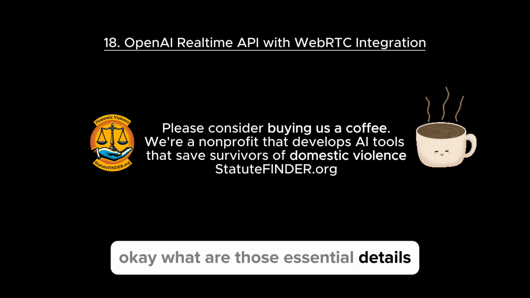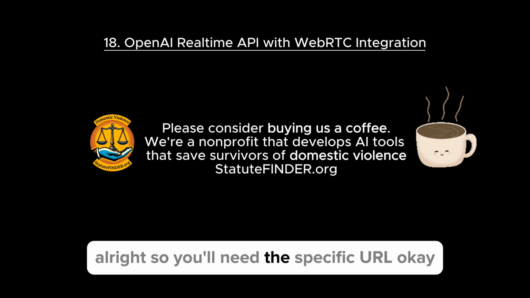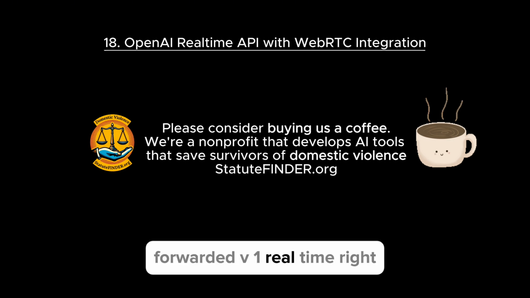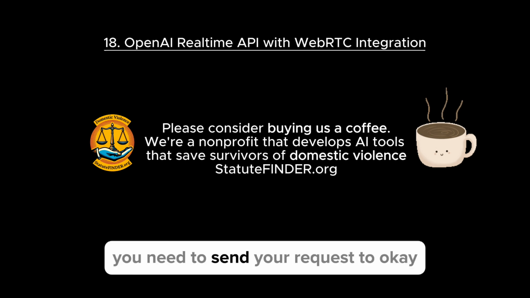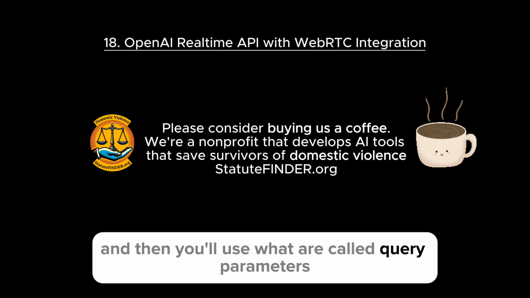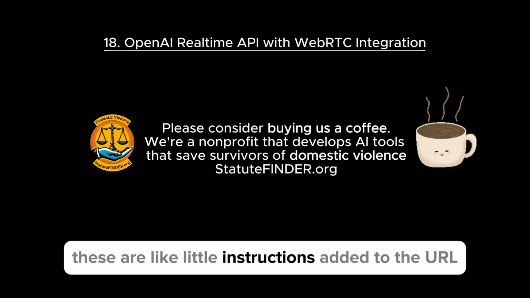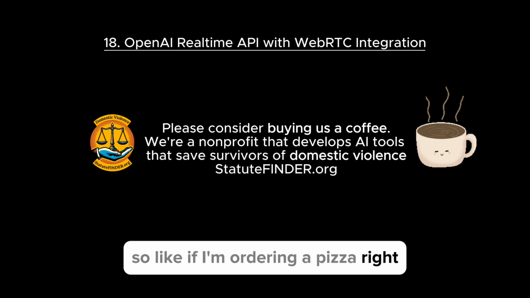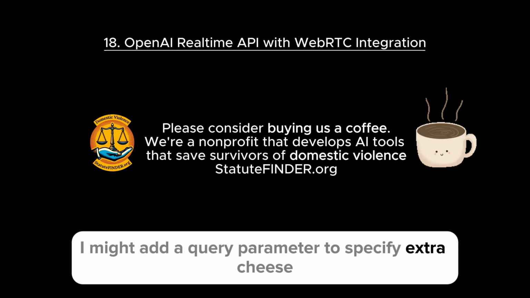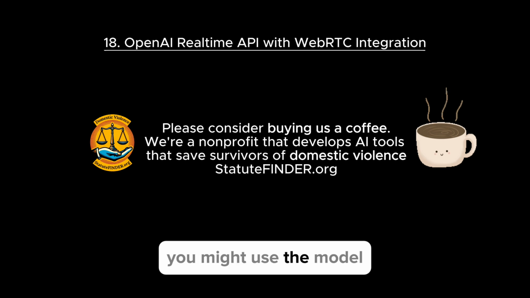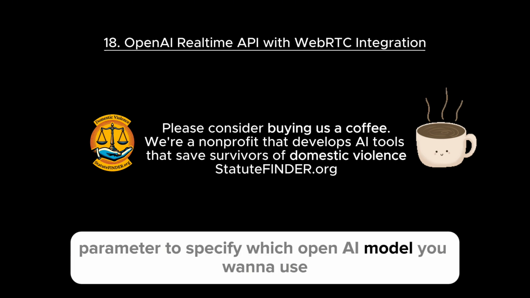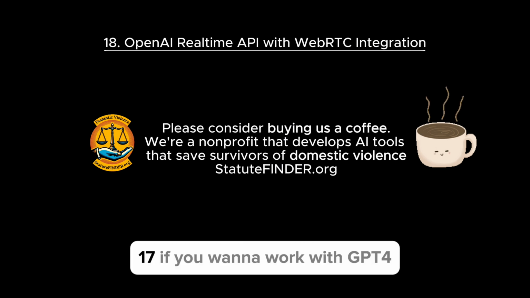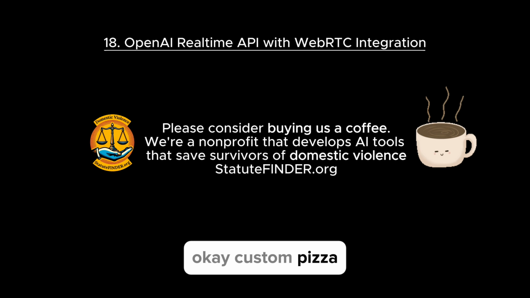What are those essential details that the documentation highlights? All right, so you'll need the specific URL, https://api.openai.com/v1/realtime. Think of it as the address you need to send your request to. Okay, the address. And then you'll use what are called query parameters. These are like little instructions added to the URL to customize your connection. So like if I'm ordering a pizza, I might add a query parameter to specify extra cheese. Exactly. In this case, you might use the model parameter to specify which OpenAI model you want to use, like gpt-4o-realtime-preview-2024-12-17 if you want to work with GPT-4. Okay, custom pizza, custom AI model.